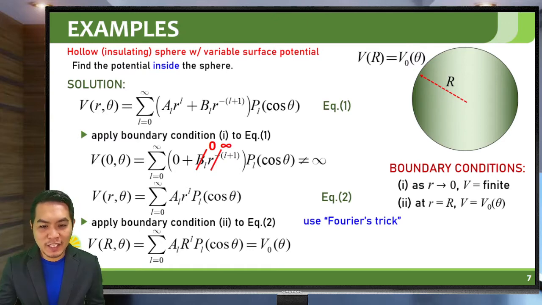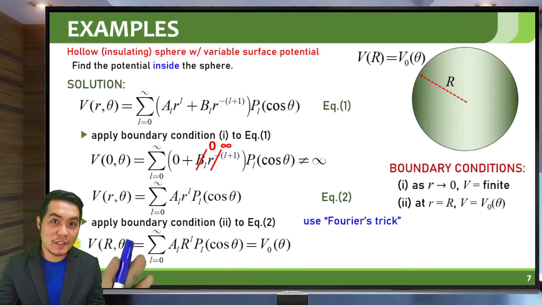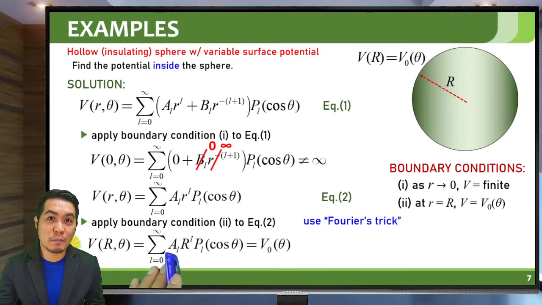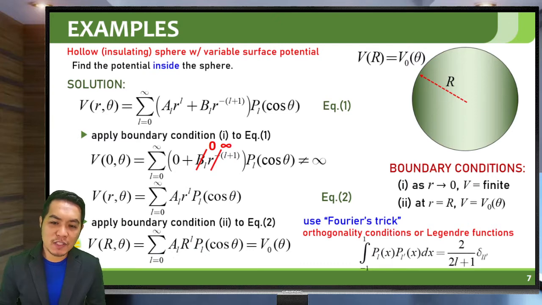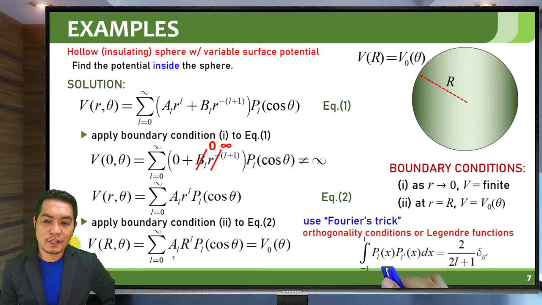So in Fourier's trick, we multiply both sides by Legendre polynomials, since these are Legendre polynomials. We multiply P_L prime on both sides of the equation and integrate over dx, where our x is cosine theta. So we integrate over d cosine theta. This is the orthogonality condition for Legendre functions.